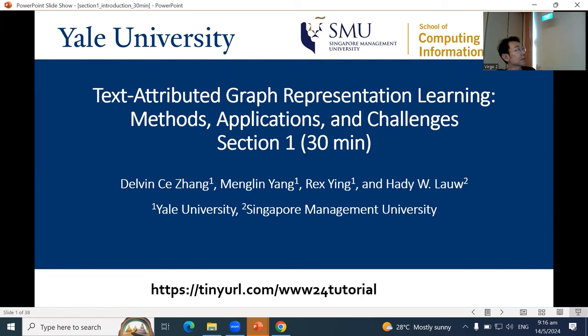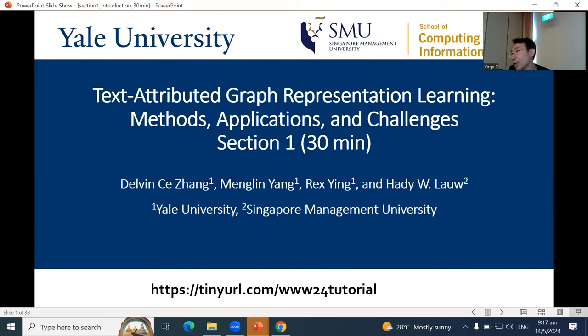Now, the topic that we're going to cover today is what we call graph representation learning, but the keyword there is text-attributed. In this particular sense, of course, there's been a lot of attention on graphs, but people are just looking at the structure of the graph, in terms of the connections and the connectivity of the nodes and the vertices. The point of view that we put across here is that graphs are usually not just structural, but have semantic meaning. And this semantic meaning is often embedded within the vertices in terms of text.